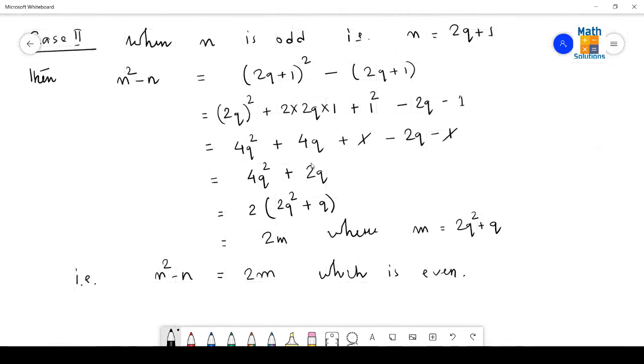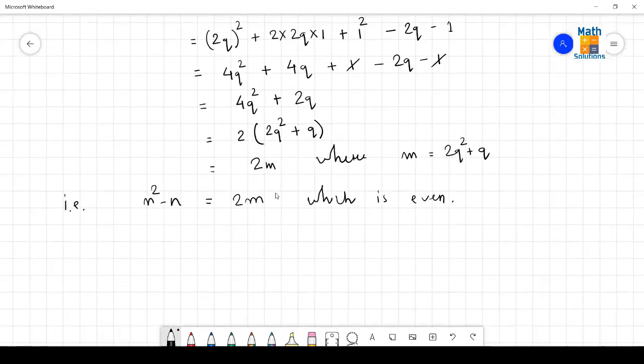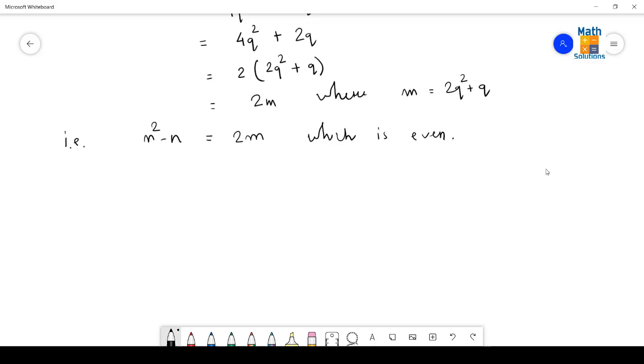While in the second case also I am getting the value twice m. That means this quantity n square minus n is also expressible as 2 into something. That is why in this case also, I mean in case 2 also, n square minus n is an even quantity. So the final line we can write in this way. I mean the concluding line should be like this.